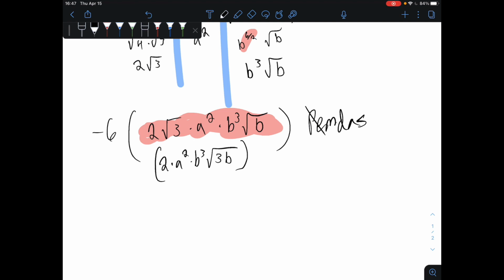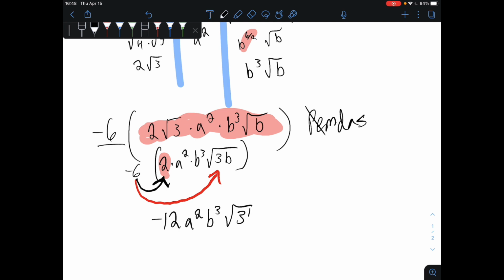Finally, we have our multiply, or distribute. We can distribute the -6 inside. Whenever we distribute this -6, it's just going to go to our coefficient on the outside. We can't distribute our 6 inside of our radical. No, we're not doing that. We're only going to distribute it to our coefficient outside of the radical. So we have -6 times 2, which is -12 a squared b cubed square root of 3b. And there we go, that's our answer.